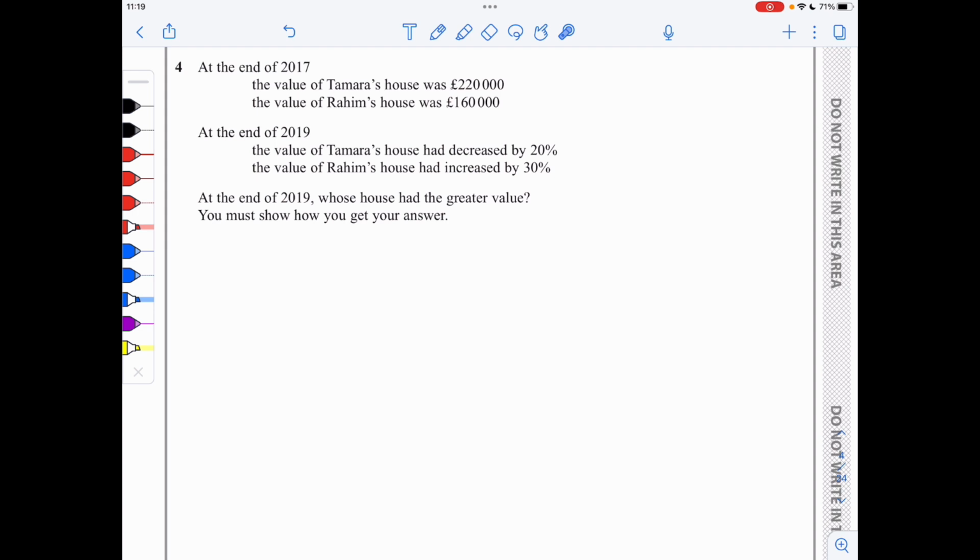Question 4, the value of Tamara's house was 220,000, and for Rahim it was 160,000. Now we've got a decrease of 20% for Tamara and an increase of 30% for Rahim, and we need to work out which house had the greater value.